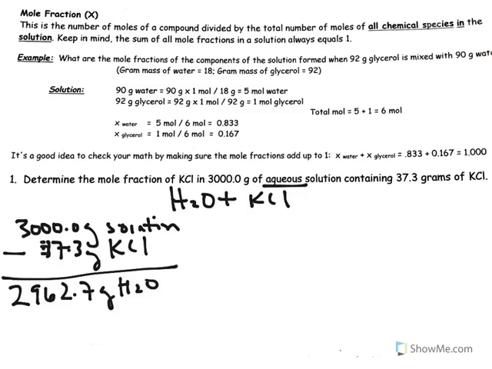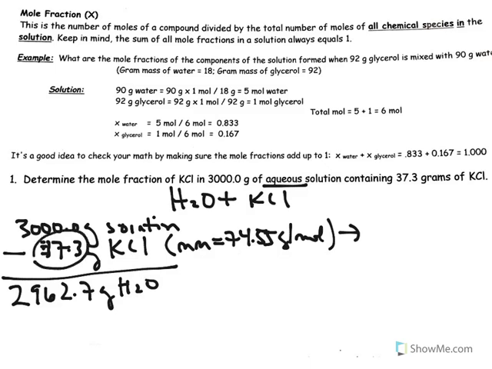All right, now we can figure out the mole fractions of each of the individual parts of our solution. So for the solute, the KCl, we know that the molar mass is equal to 74.55 grams per mole. And if you divide the mass, 37.3 grams divided by 74.55 grams per mole, that means that we have 0.500 moles of KCl in our solution.